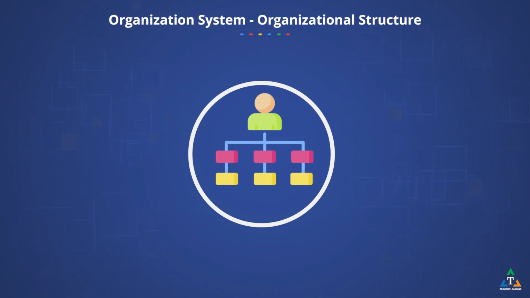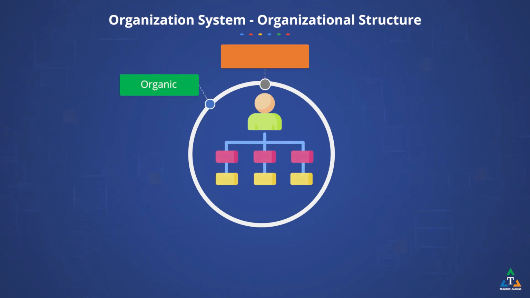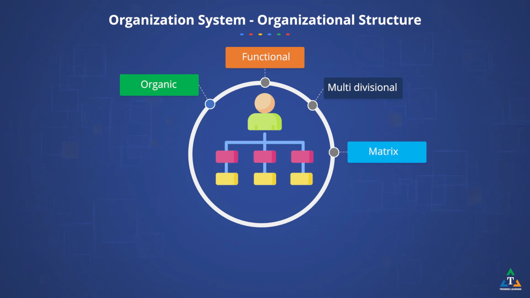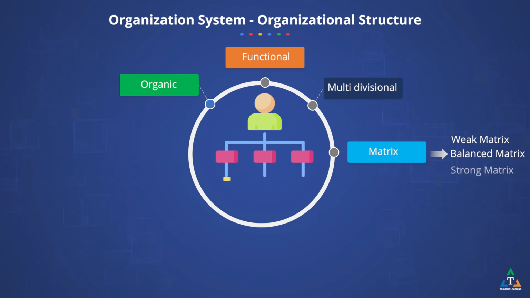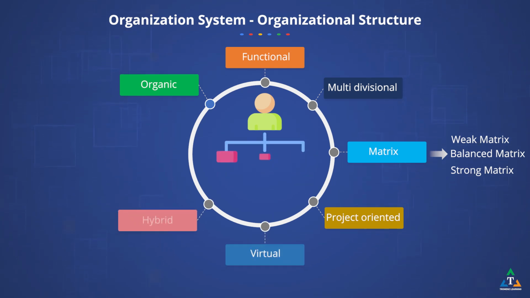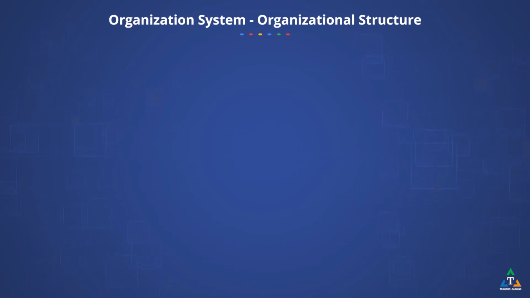The PMBOK guide defines 8 organizational structures: organic or simple organization, functional or centralized organization, multi-divisional organization, matrix organization. A matrix organization structure can be of 3 types: weak matrix structure, balanced matrix, and strong matrix. Project-oriented or composite or hybrid organization, virtual organization, hybrid organization, project management office or PMO. Let us discuss these organizational structures in more detail.